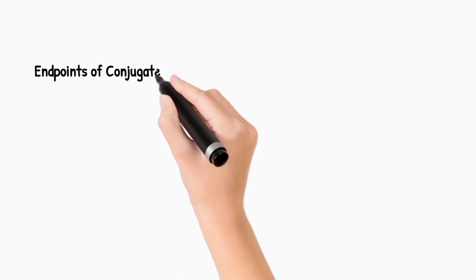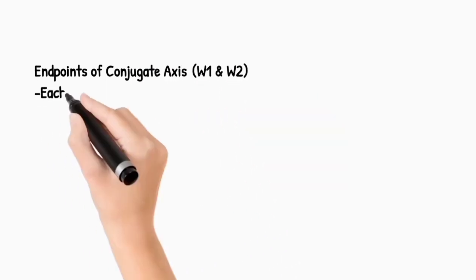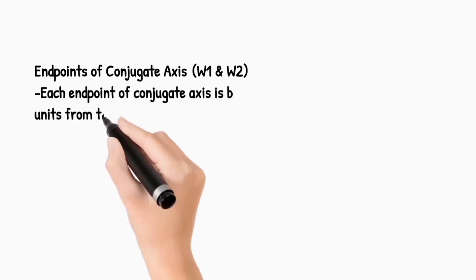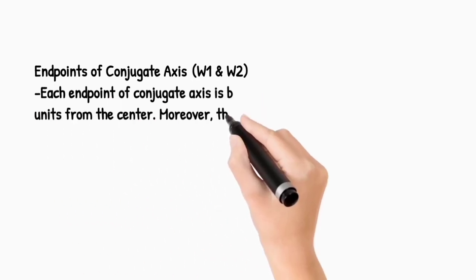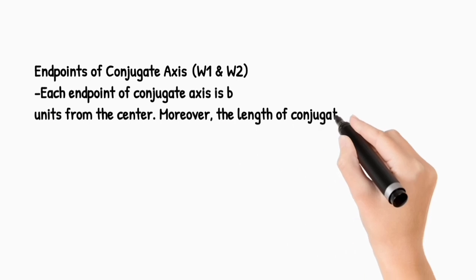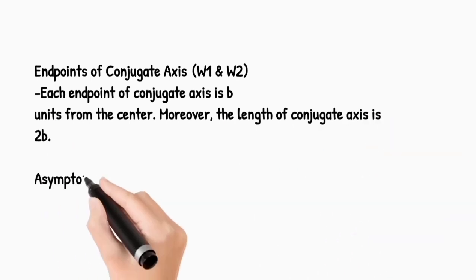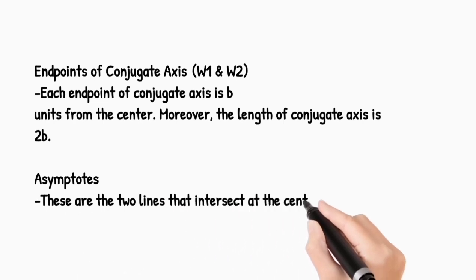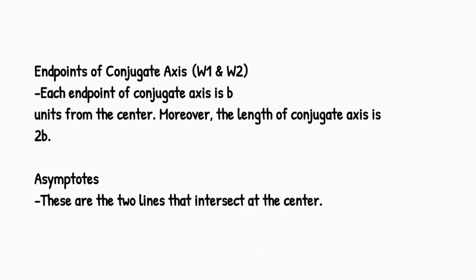Endpoints of the conjugate axis: co-vertex 1 and co-vertex 2. Each endpoint of the conjugate axis is b units from the center. Moreover, the length of the conjugate axis is 2b. Asymptotes. These are the two lines that intersect at the center.